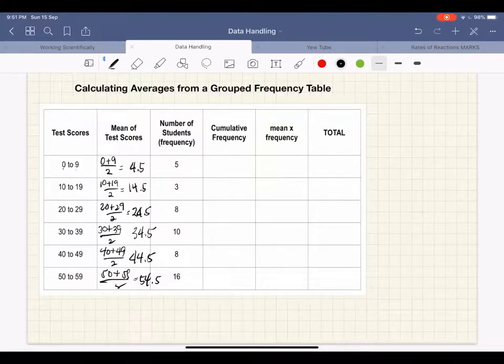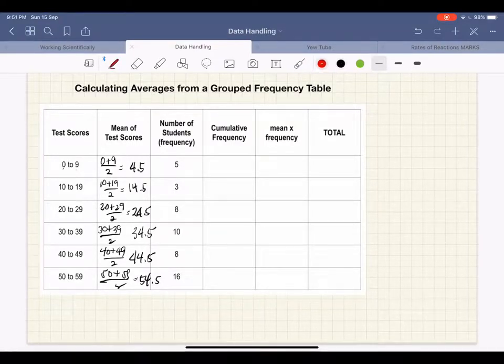Okay, I just want to calculate the cumulative frequency, okay? So that later on, when we calculate for the mean, you already have the total number of students, okay? So why don't we do that right now? Do you remember how to make a cumulative frequency?